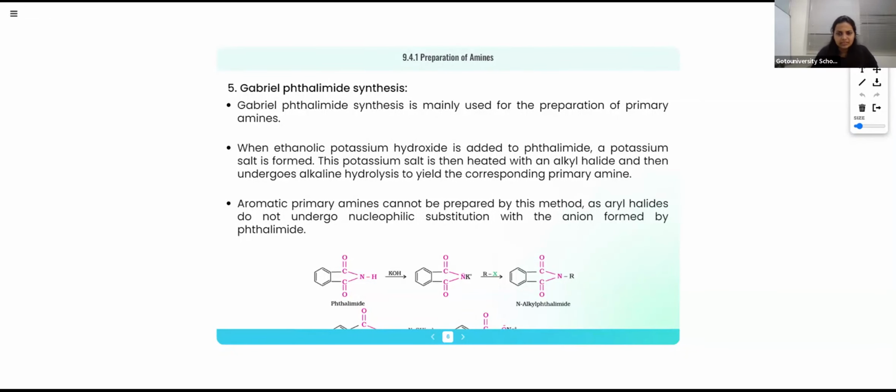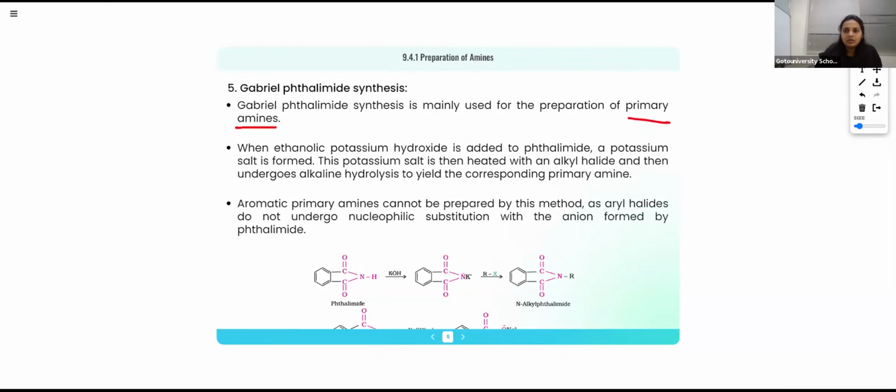Different related compounds are there. It is mainly used for the preparation of primary amines, which is important. Then the same thing: this is the amide, the phthalimide we are taking. Then we are treating it with potassium hydroxide. You will get a salt, which on reaction with, suppose, an alkyl halide will produce the corresponding N-alkyl phthalimide. Then the N-alkyl phthalimide on hydrolysis produces the corresponding primary amine.